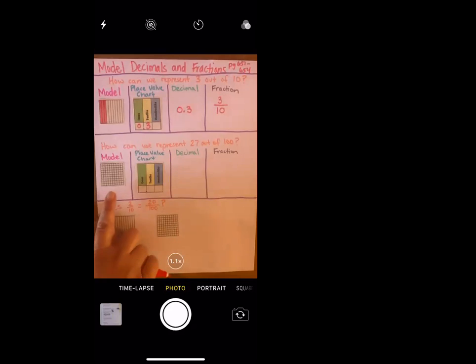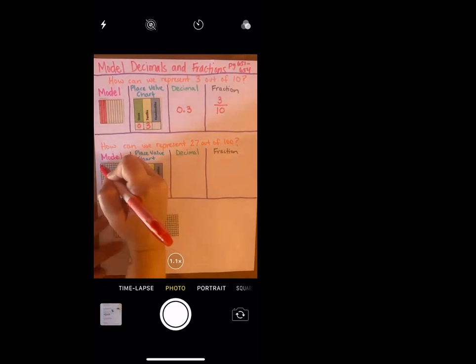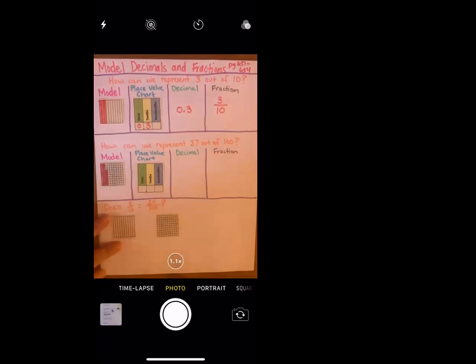Now, I want to show you how we can represent hundredths. We're still going to use a model, a place value chart, a decimal, and a fraction, okay? So in our model, I'm going to represent 27 out of 100, okay? So for the 27, for the 20, each one of these is worth 10, right? So I'm shading in 10, and then 20. And then I just need 7 more. So 1, 2, 3, 4, 5, 6, 7, okay?